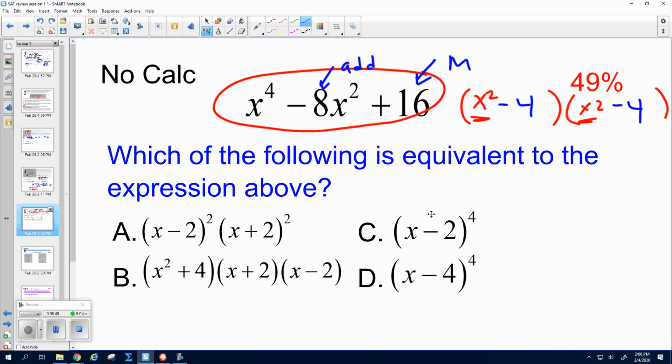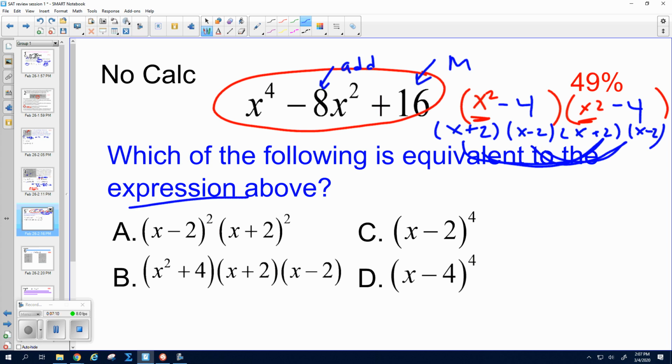Okay, we're not done, and that is not D. Don't put D, okay? Those factor again. These are a difference of squares, x plus 2, x minus 2, and this is another x plus 2, x minus 2. So that means I have 2 of these, and I have 2 of these, so the correct answer is A.